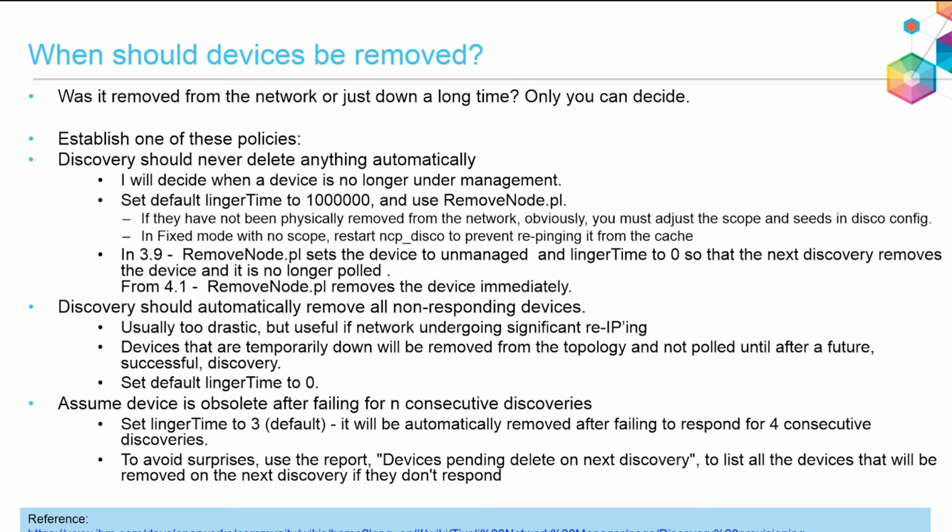Now, maybe you're doing 4 discoveries in a weekend, for instance, a bunch of discoveries just for some other purpose. That, of course, is interfering with your policy of deleting devices. So be aware that you could be deleting devices without knowing it. One way to avoid that is to run the report called Devices Pending Delete on Next Discovery, and that will give you a list of all those that will get deleted if they don't respond. They're all the ones with linger time of 0. So next slide, please.